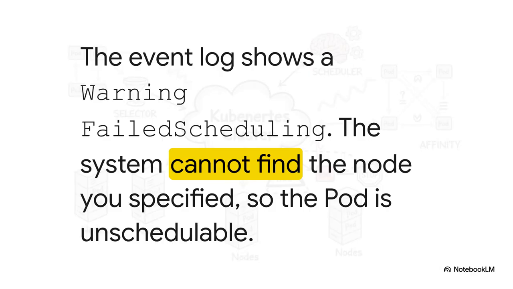Now, if we do a little detective work with kubectl describe, you see the proof right there in the event log, a big failed scheduling warning. The system is basically screaming at us, saying, hey, I couldn't do what you asked. The node you named isn't a valid place to go. That pod is now an orphan, just waiting for a parent node that's never going to show up.